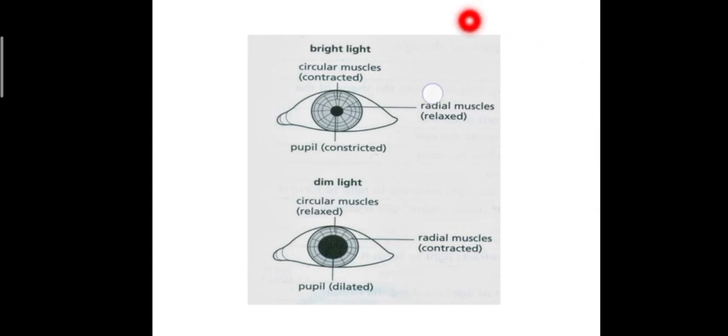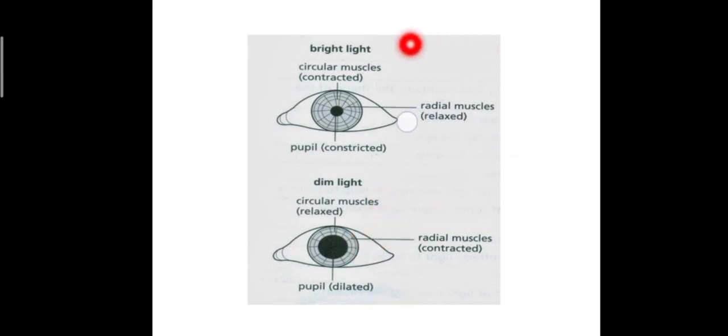This diagram shows the whole process. In bright light, the circular muscles are contracted, the radial muscles are relaxed, and the pupil is constricted. In dim light, we can see that the circular muscles are relaxed, the radial muscles are contracted, and the pupil is dilated.